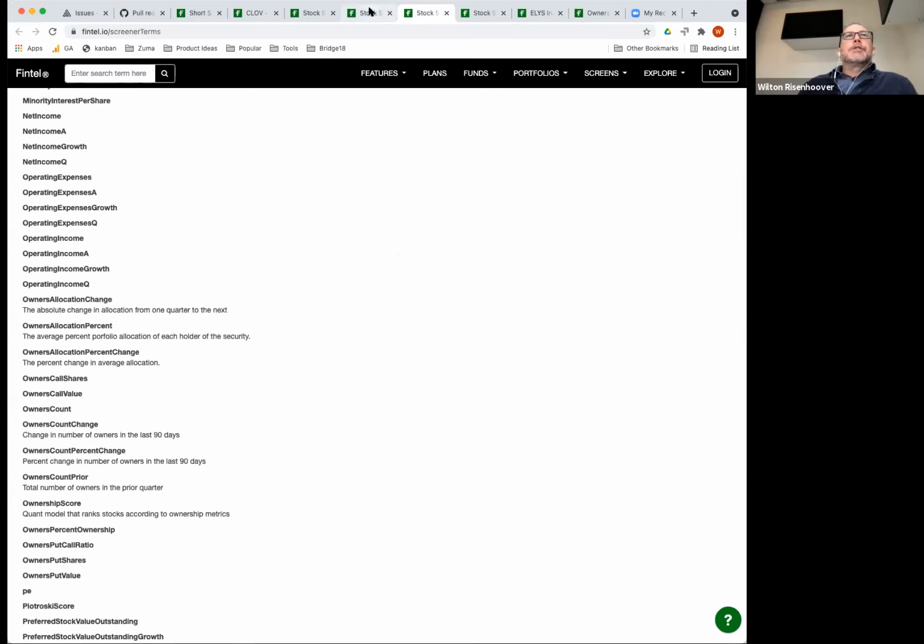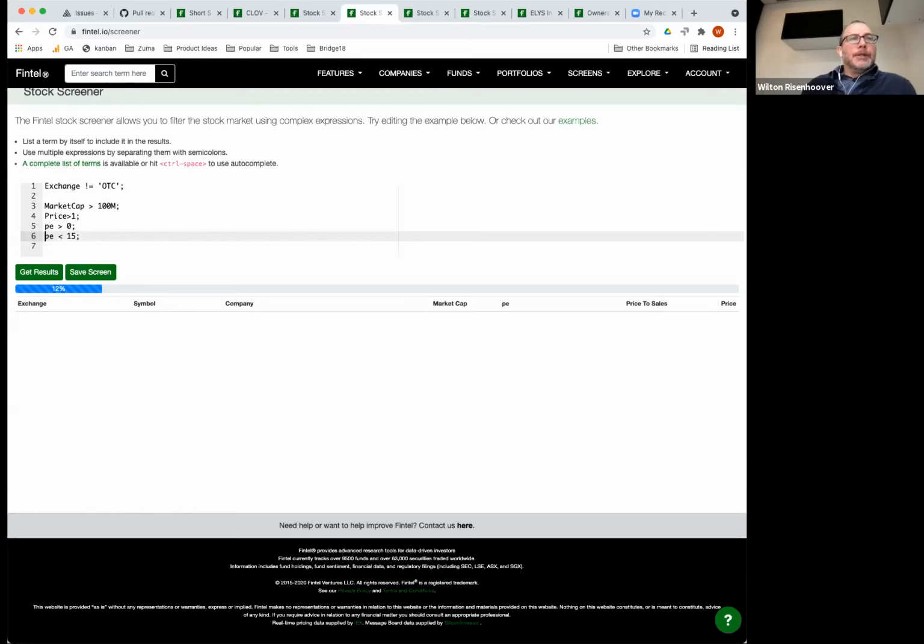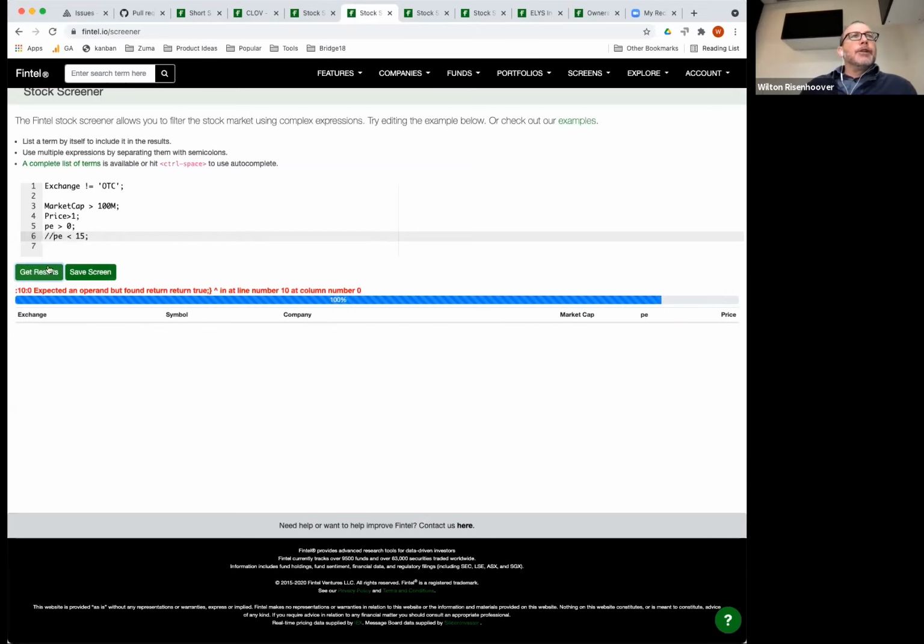How do you comment out a line? So yeah, comments you can do. I don't know if you can do that with this screener. I can tell you that with the Workbench, no, you can't comment out a line right now. With the Workbench, which we're launching, you will be able to have comments. So I'm sorry about that.